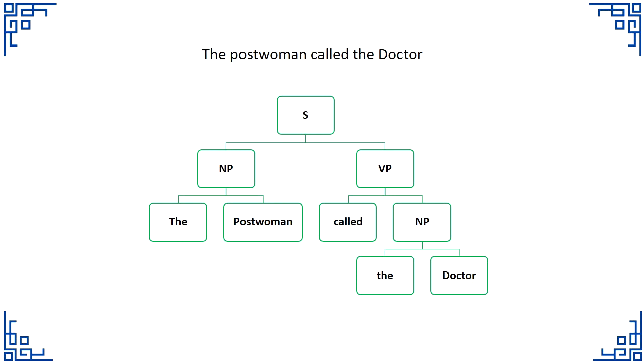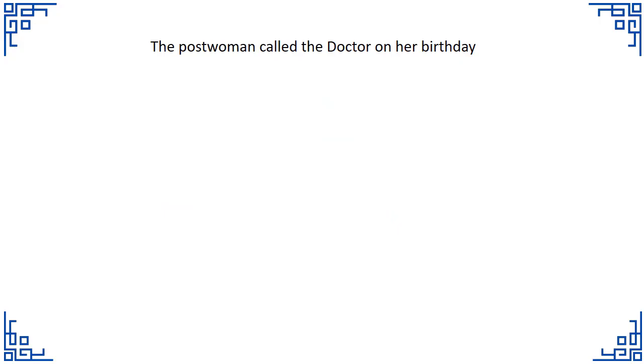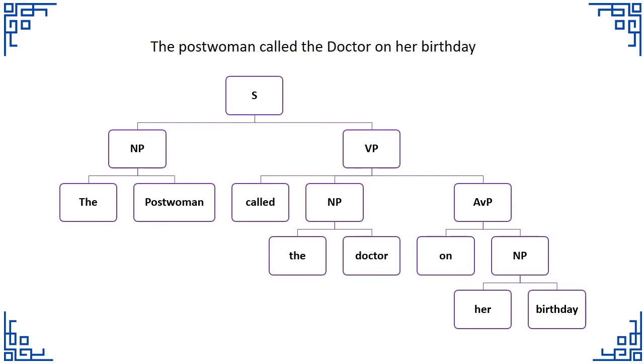The first diagram with the sentence, "The postwoman called the doctor." It explains that a sentence obviously contains phrases. Of course, a sentence may contain more than 2 phrases. The phrases could be noun phrase, verb phrase, adjective phrase, adverb phrase, prepositional phrase, and so on.